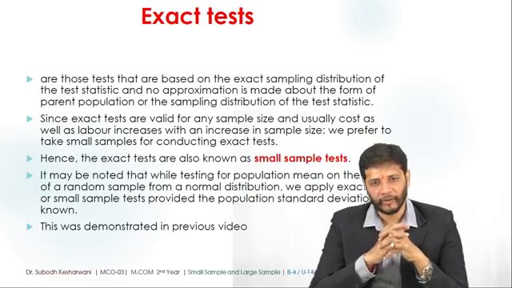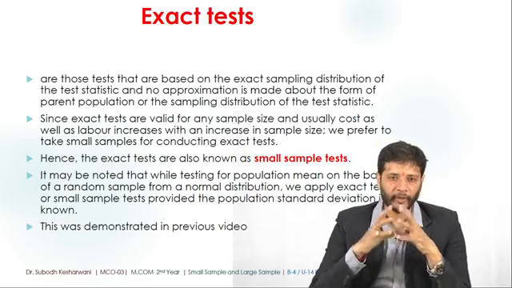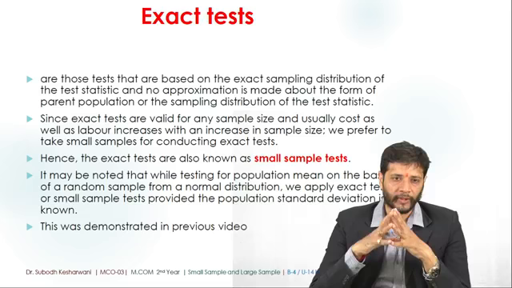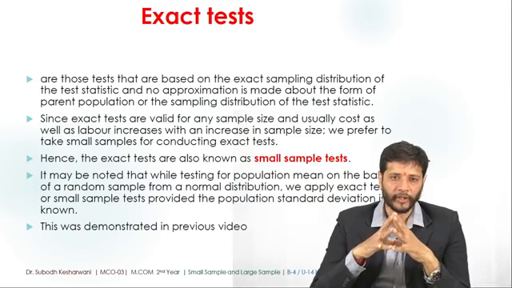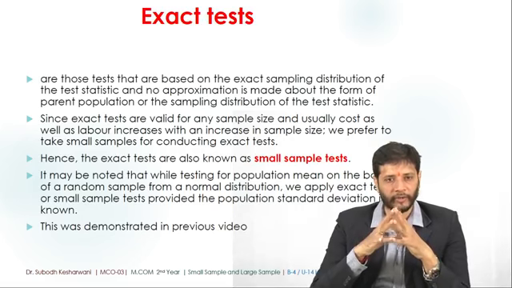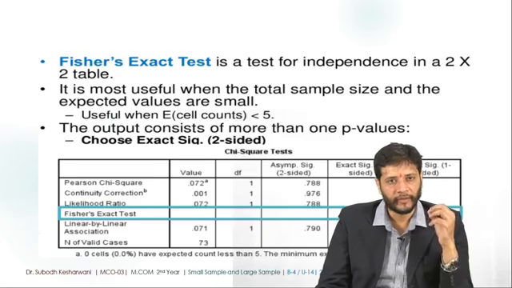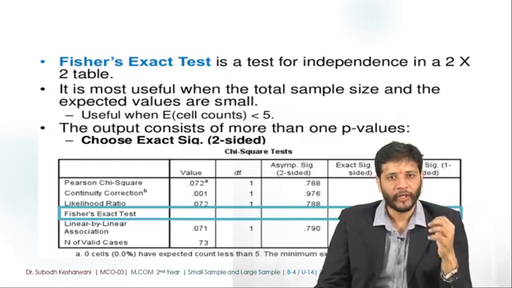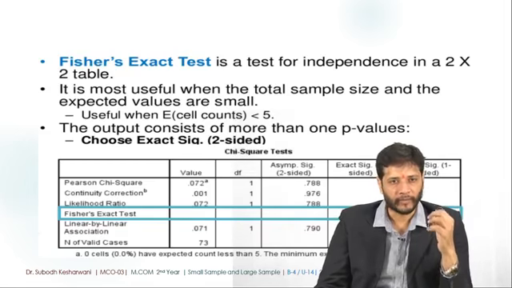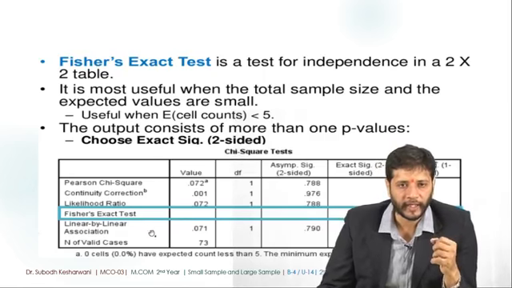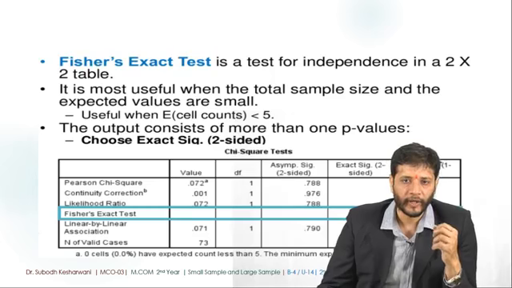Hence exact tests are also known as small sample tests. It may be noted that while testing the population mean on the basis of a random sample from a normal distribution, we apply an exact test provided the population standard deviation is known. This was demonstrated in a previous video, where we saw how the exact test differs from the approximation test. The Fisher exact test is a test for independence in a 2x2 table. It is most useful when the total sample size and the expected values are small, and the output consists of more than one p-value.